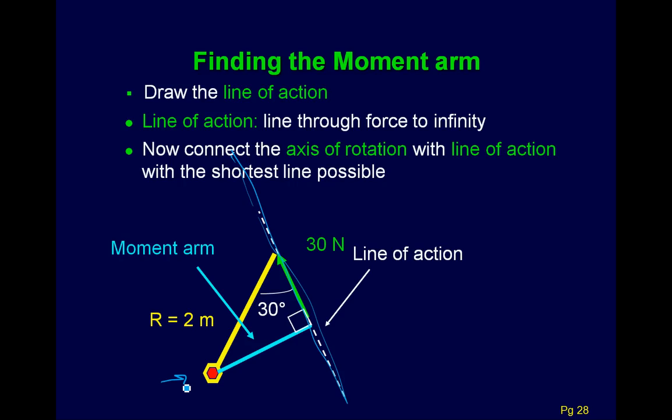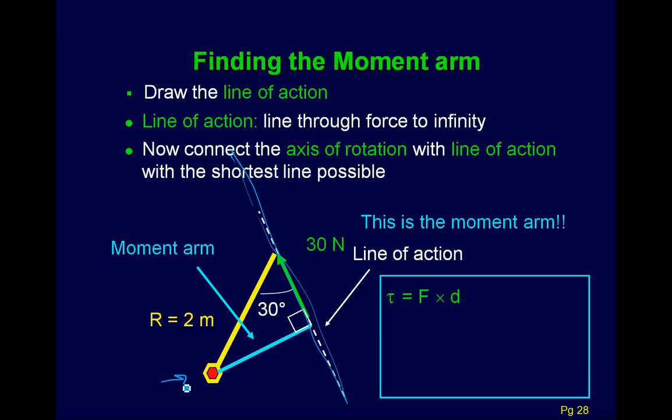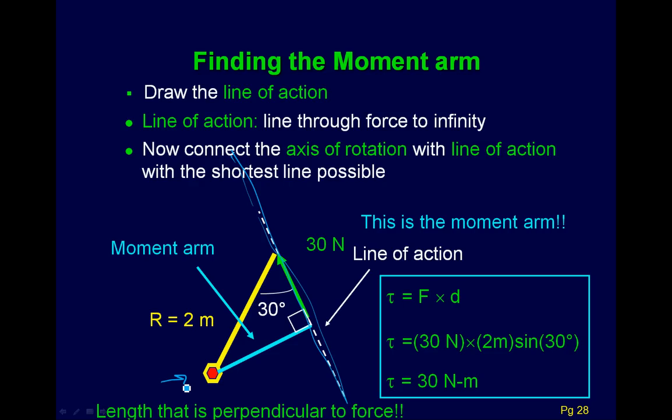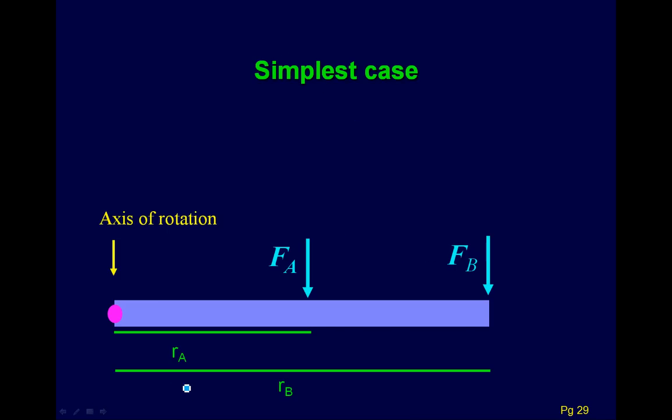And it's also going to be always at a 90-degree angle. So when you do that, you're always going to have a nice little right triangle. And so this blue line is the moment arm. And so the torque is the force times the moment arm. So here it's 30 newtons times 2 meters times sine of 30. And so the torque for this particular force would be 30 newton meters. So we'll do some more examples of this in class. But this is how the moment arm works. And what you're doing here is you're finding the length that is perpendicular to the force.